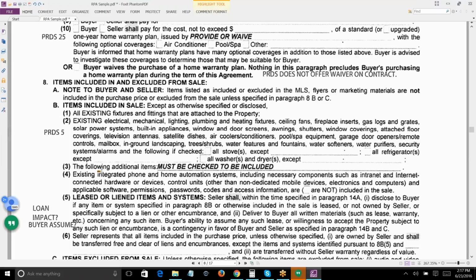Look at the existing mechanical, electrical, lighting, plumbing, heating, ceiling fans, fireplace inserts, gas logs, and grates. So do you understand a fireplace insert is not the same thing as the screen? Right? An insert is not the same thing as the screen. And it doesn't include the little brush and shovel. It's not the insert. And great, solar power system, built-in appliances, window and door screens, awning shutters, window coverings, attached floor coverings, television, attached satellite dishes, air coolers, conditioners, pool, spa equipment, garage door openers, remote controls, mailbox, in-ground landscaping, trees, shrub, water features, fountains, water softeners, water purifiers, security alarm systems.